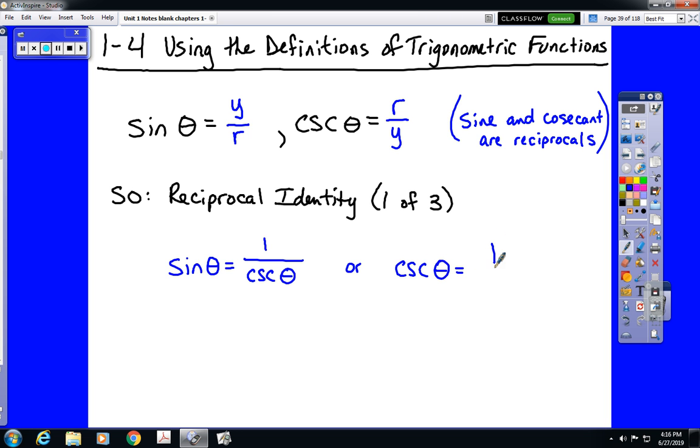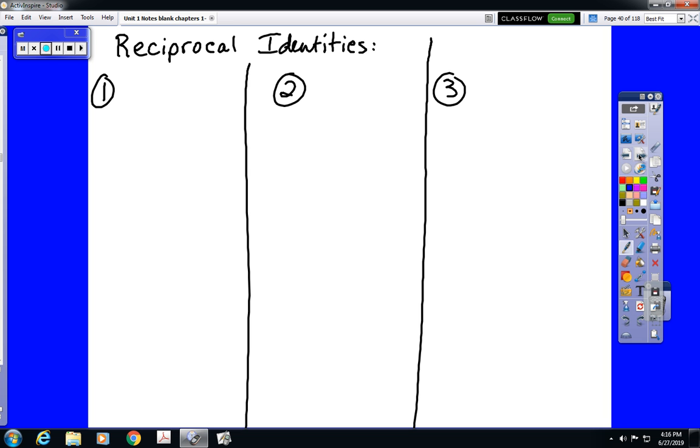And that could be written either way. The cosecant is 1 over the sine, and the sine is 1 over the cosecant. And that would go for any angle theta. Doesn't matter what the value is, the cosecant and the sine will be reciprocals. Now in reality, there are actually 3 of these identities. Now we just stated number 1, and that is that the cosecant of any angle is 1 over the sine.